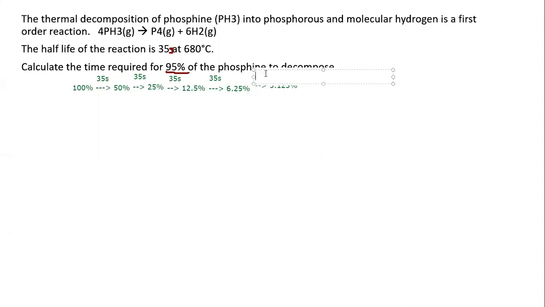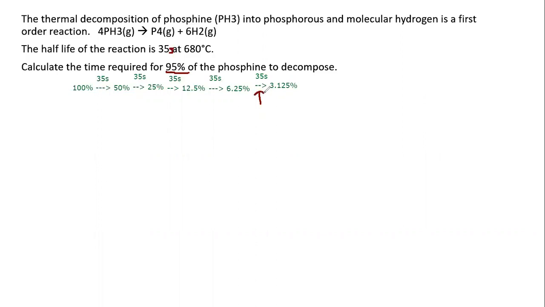And so the reason I'm showing you this is because from this, you can deduce the time it will take for it to be 95% decomposed. Because if it's 95% decomposed, that tells us that there's only 5% left. And 5% left would fall between 4 half-lives and 5 half-lives.